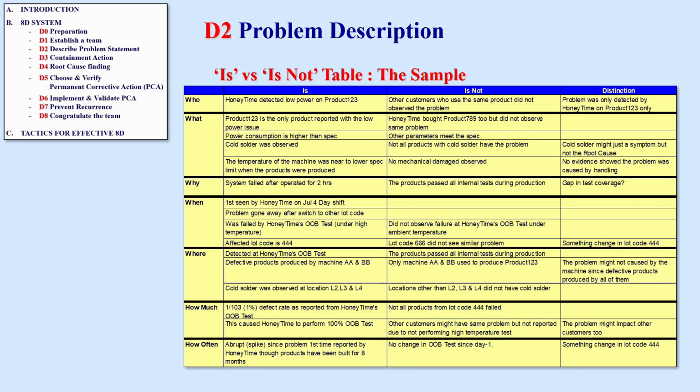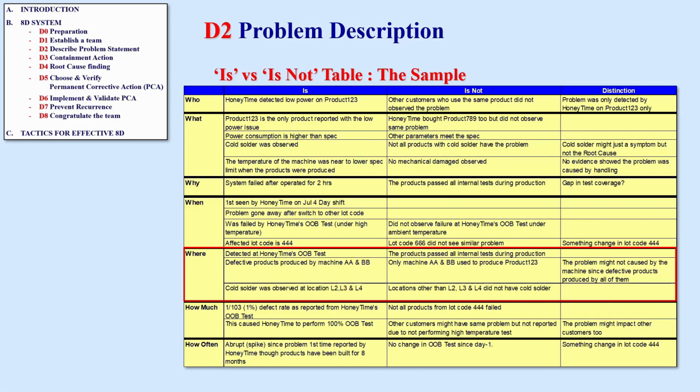Next are questions related to where. The issue was detected at Honeytime's OOB test. Anyhow, the products passed all internal tests during production. Next question, related to where, is to study if there is any commonality in terms of machines or process which built the affected products. Defective products were produced by machine A and BB. Anyhow, only machine A and BB were used to produce product 123. Hence, we could not conclude that the problem was caused by machine A and BB since defective products were produced by all of them.